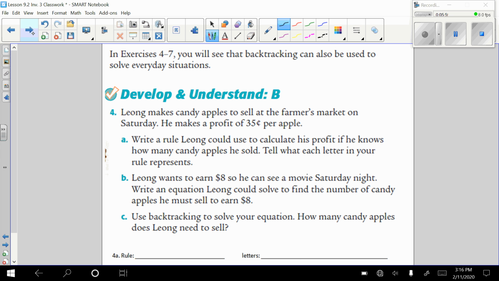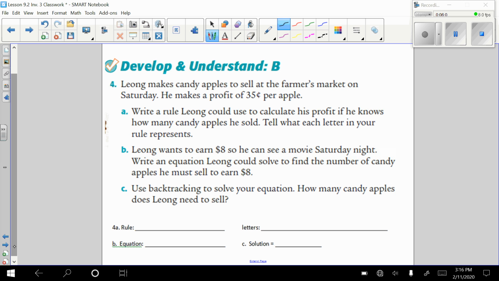Now we can use these in real life as well. We have Legog made candy apples to sell at the farmer's market on Saturday. He makes a profit of 35 cents per apple. That's how much he's going to make after he pays all the expenses. That's what a profit is. We want to write a rule for that.